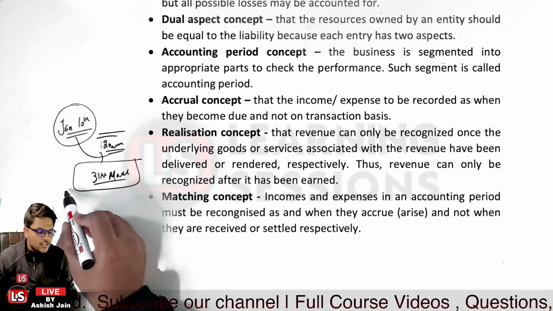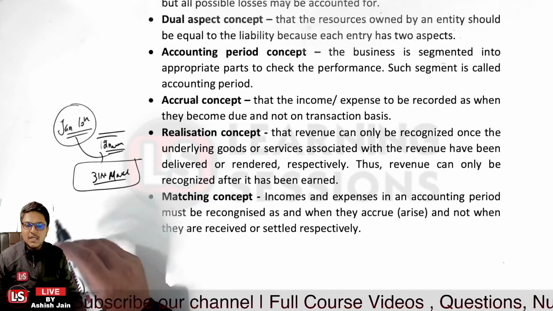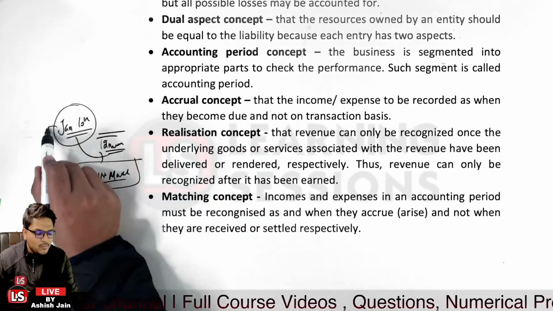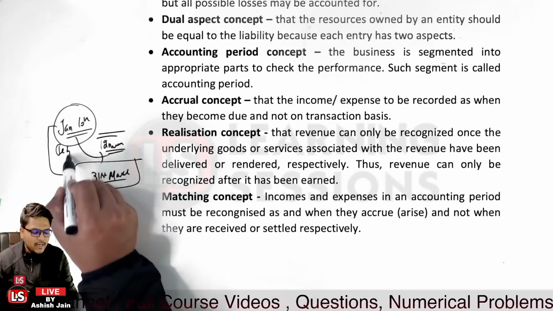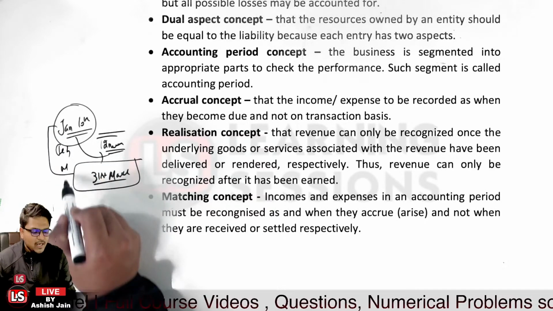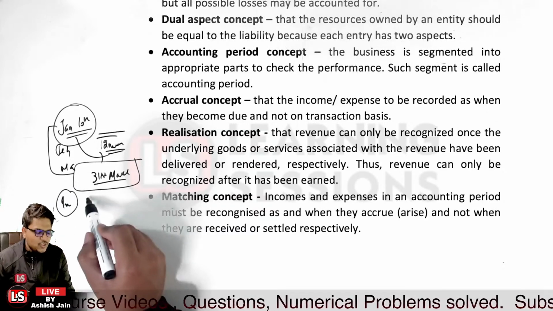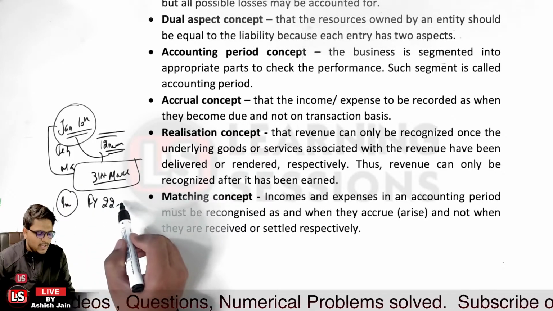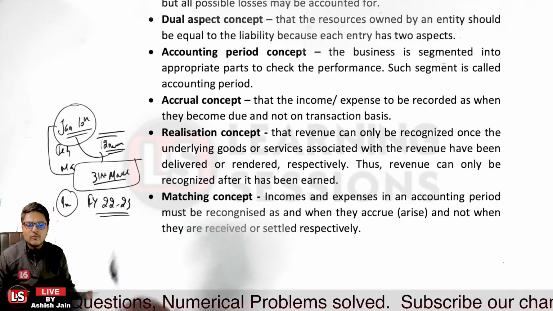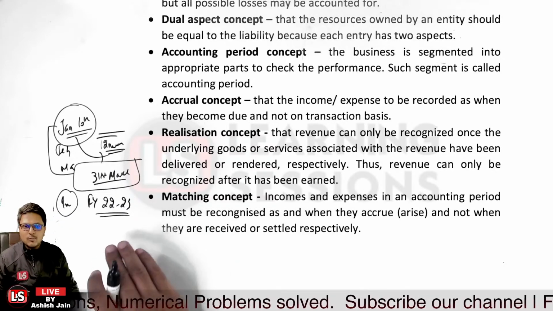So for the financial year 2021-2022, only 3 months would be accounted for, that is January, February and March, and the other 9 months would be accounted in financial year 2022-23. Are you getting this particular point over here?